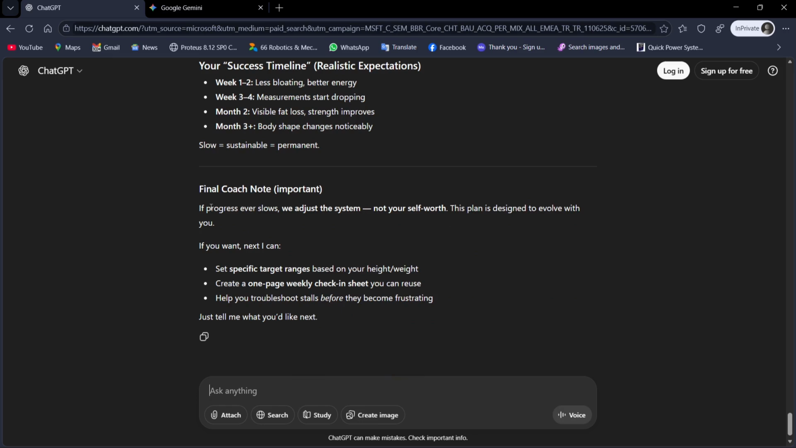Final coach note: if progress ever slows, readjust the system, not your self-worth. This plan is designed to evolve with you. If you want, I can set specific target ranges based on your height and weight, create a 1-page weekly check-in sheet you can reuse, and help you troubleshoot stalls before they become frustrating. Just tell me the next step.